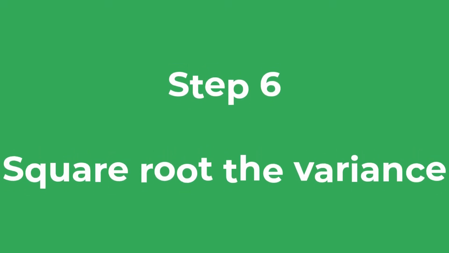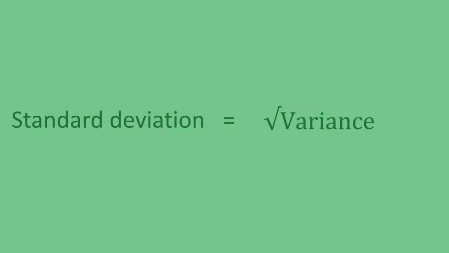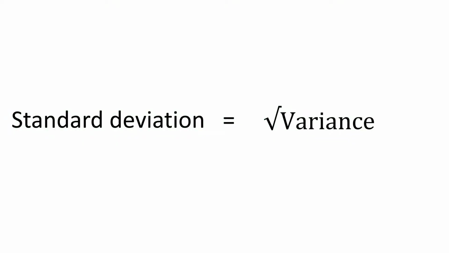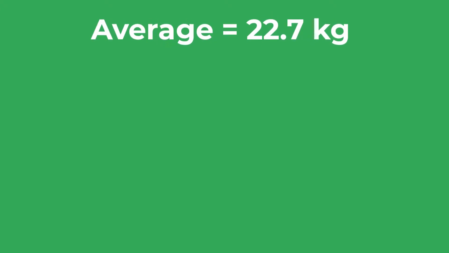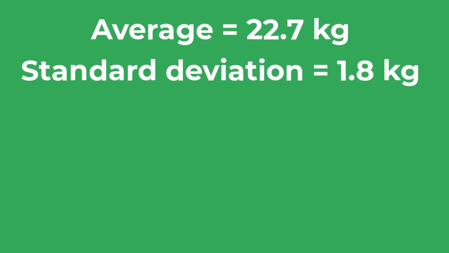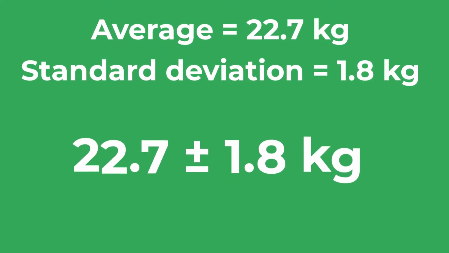Now to go from the variance to the standard deviation, you simply take the square root of the variance value. So for my example, this will be the square root of 3.4. And doing so gives a standard deviation of 1.8. And since the standard deviation is expressed in the same units as the original measurements, I can say this is in fact 1.8 kilograms. So for my sample, the average weight of the female bulldogs was 22.7 with a standard deviation of 1.8 kilograms. Usually this is written as the mean value plus or minus the standard deviation.